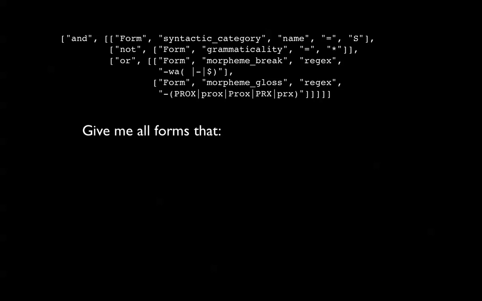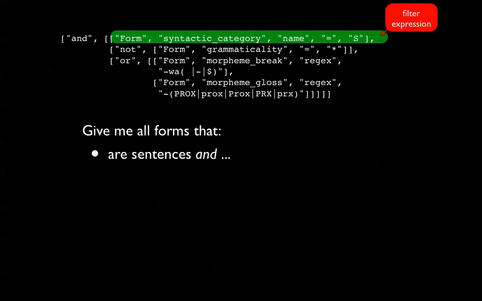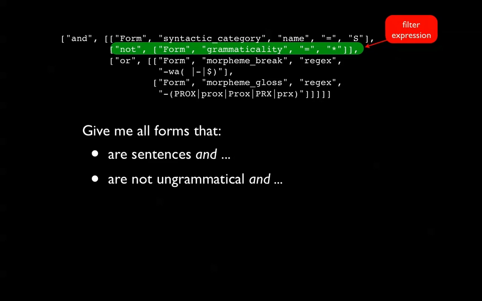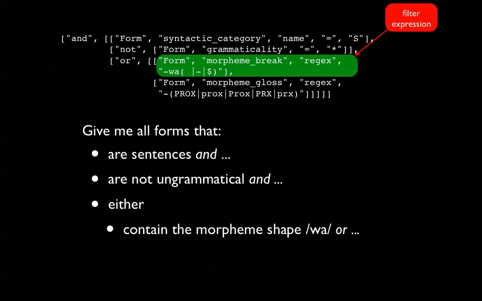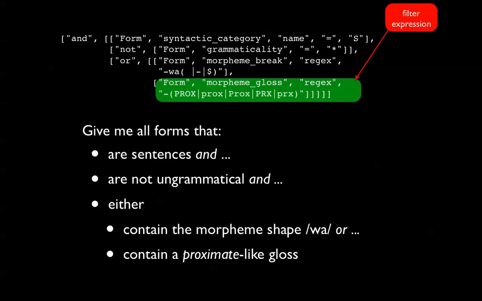The OLD has powerful search functionality. An OLD search is an arbitrarily complex tree structure with Boolean operators as the non-terminal nodes and filter expressions as the terminals. The search expression at the top requests all forms that are sentences, and are not ungrammatical, and either contain the morpheme shape wa or contain approximate-like gloss. As indicated here, OLD searches can use regular expressions.